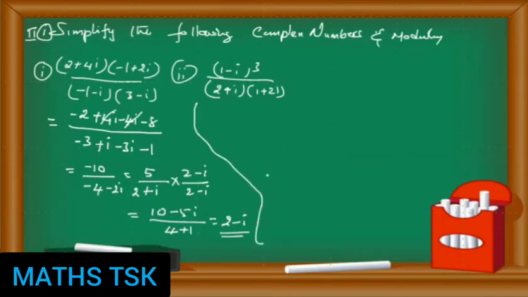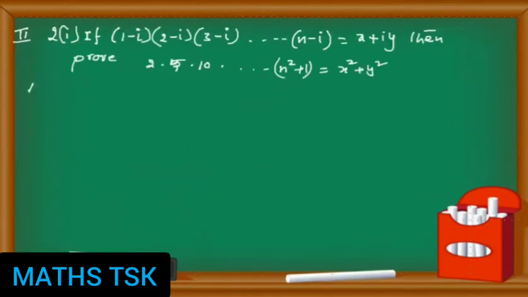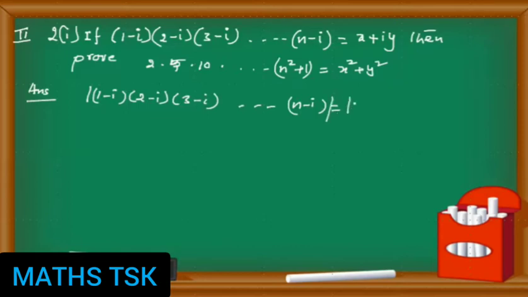Okay, that is the first one. Similarly, you can do this as homework. In the second problem, the first one: the product (1 minus i)(2 minus i)(3 minus i) and so on up to (n minus i) is x plus iy. Take the modulus on both sides for the given equation. So the modulus of (1 minus i)(2 minus i)(3 minus i), and so on up to (n minus i), is equal to the modulus of x plus iy. The modulus of z1 z2 is the modulus of z1 into the modulus of z2. So I can write it as the modulus of 1 minus i, the modulus of 2 minus i, and so on, the modulus of n minus i, is equal to the modulus of x plus iy.